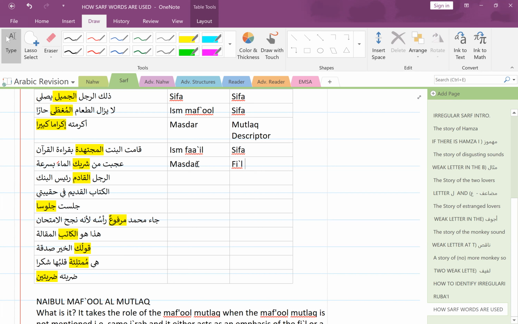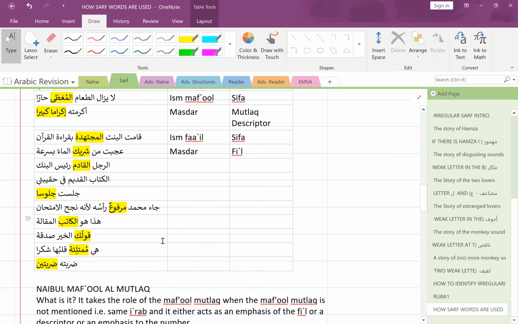Bisora means quickly. Like somebody maybe just drank really quickly, and I was like, oh man, the way you drank that water really impressed me. So that's how you can use a masdar as a fi'al. Hope that's clear. Min comes with ajib.